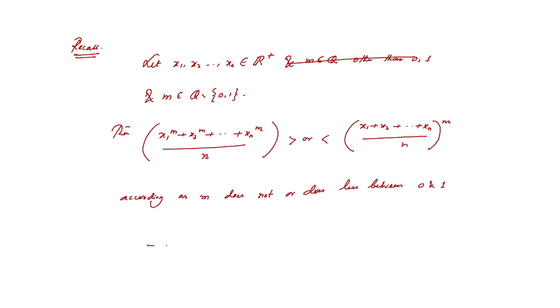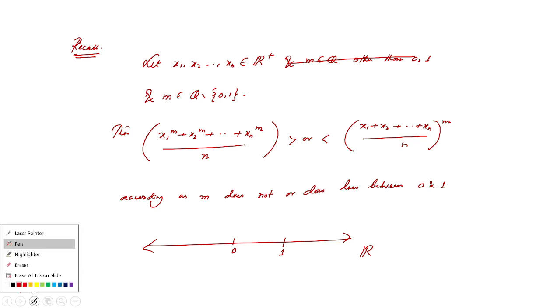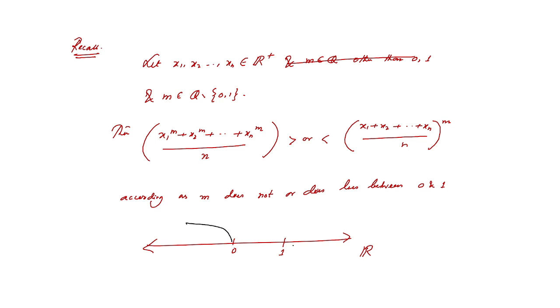0 and 1. So that means if we draw the number line R and say this is 0 and this is 1. So if m is basically outside of 0 and 1, either m is at that position or that position, in that case the greater than inequality holds, and if m is between 0 and 1, in that case the less than inequality holds. Okay, so in that way you can recall.